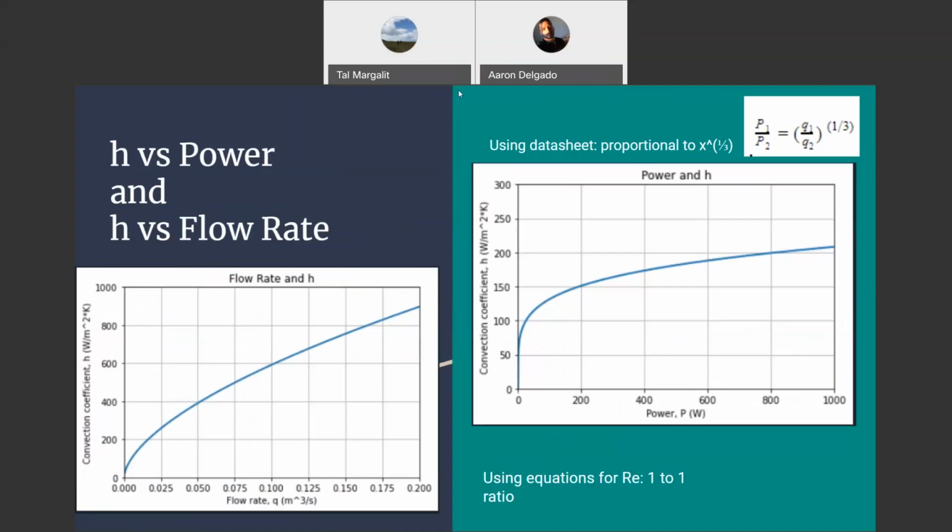Lastly, we looked at how convective heat transfer coefficient changes with volumetric flow rate and power. Using the equations given in Engineering Toolbox, we were able to find the correlation between volumetric flow rate and power, and then use these parameters to work backwards, finding velocity, maximum velocity, Reynolds number, Nusselt number, and then convective heat transfer coefficient. To make this process easier, we used Python and derived the following graphs. As you can see, convective heat transfer coefficient is proportional to the 1/3 power, while there is almost a 1-to-1 correlation between convective heat transfer coefficient and flow rate.